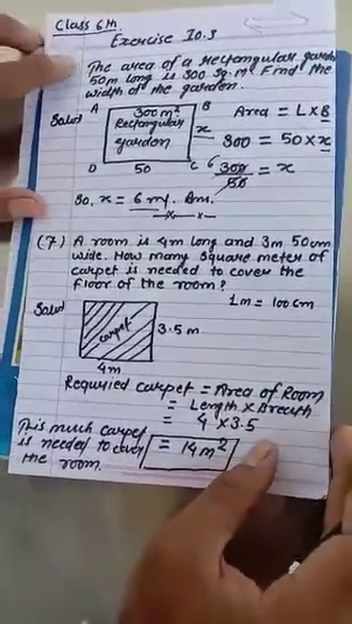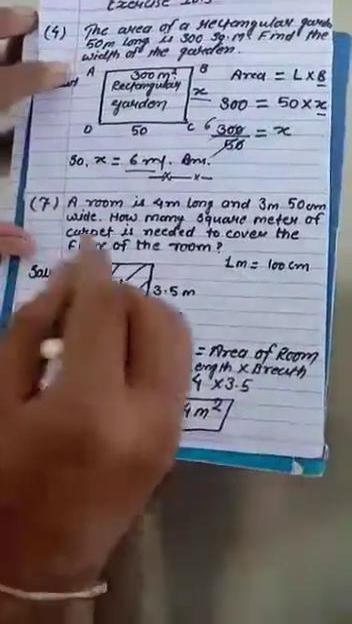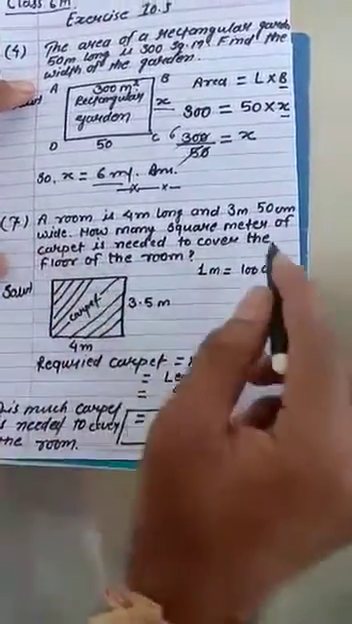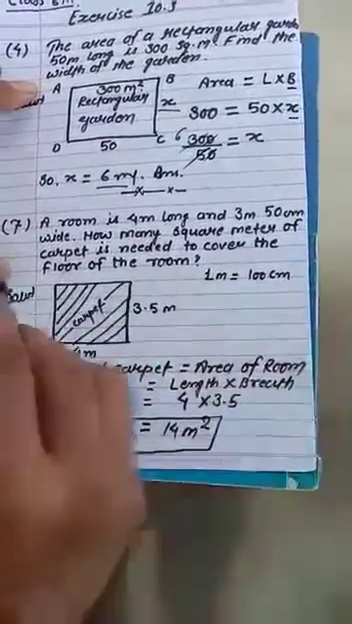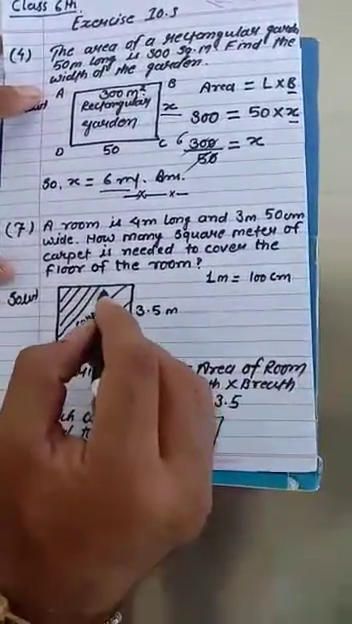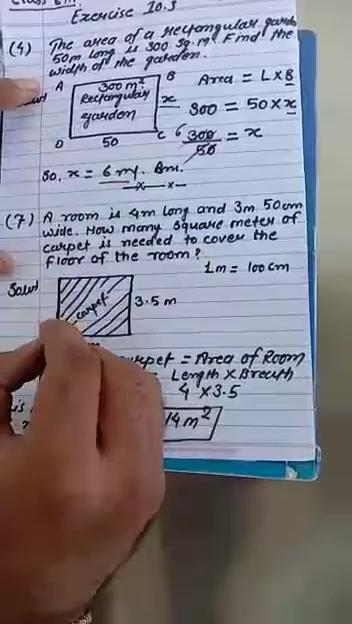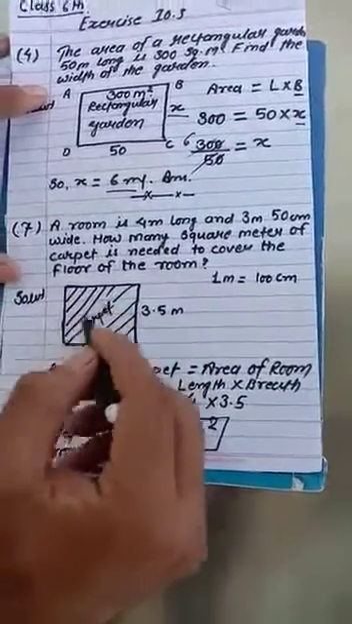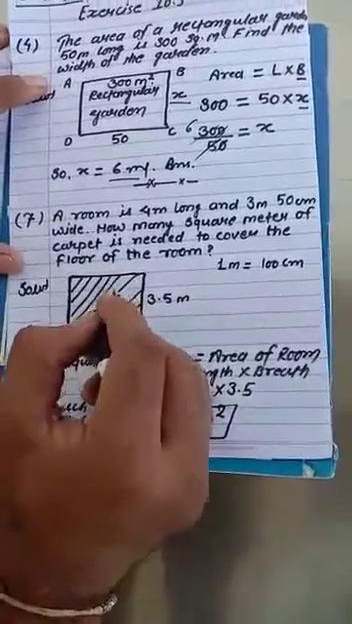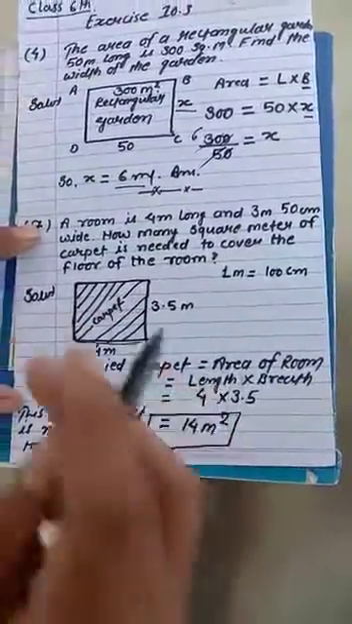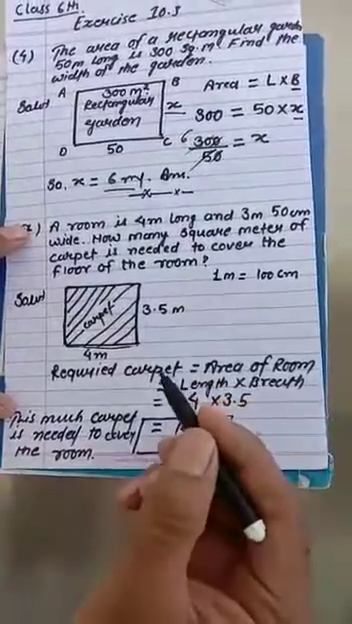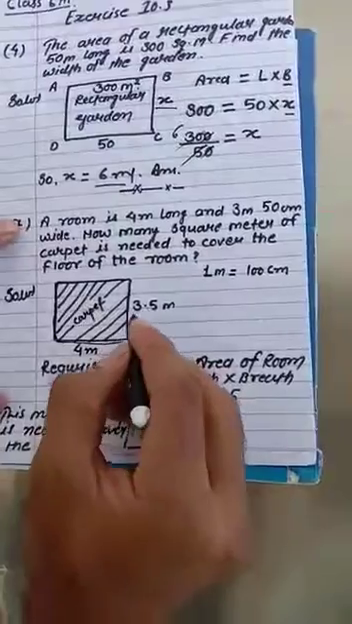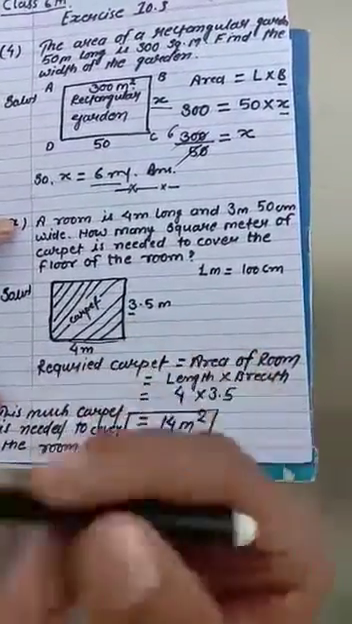Now come to the next question. The next question says that a room is 4 meter long and 3 meter 50 centimeter wide. How many square meter of carpet is needed to cover the floor of the room? Suppose this is a room, and the internal part is where we have to keep the carpet. This is quite a similar question, but the different thing is that here the dimensions are mentioned in 2 units, meter and centimeter.